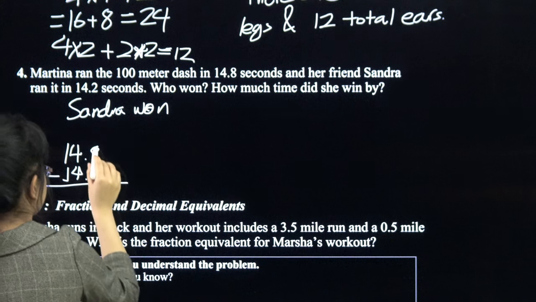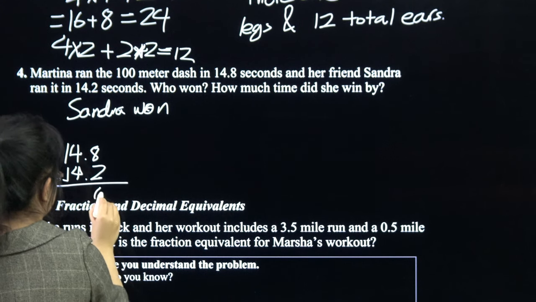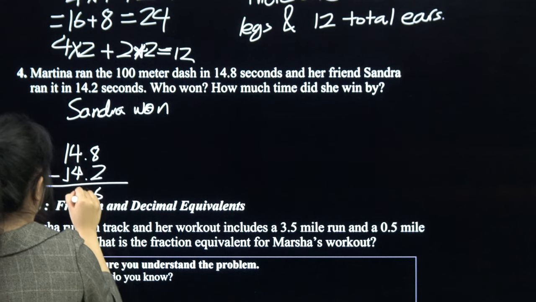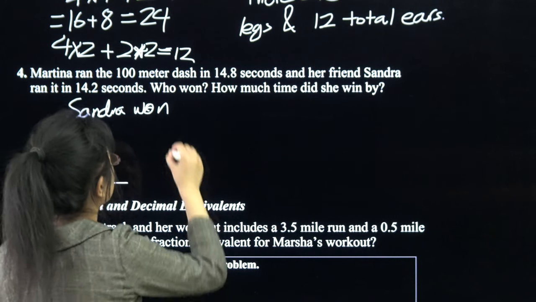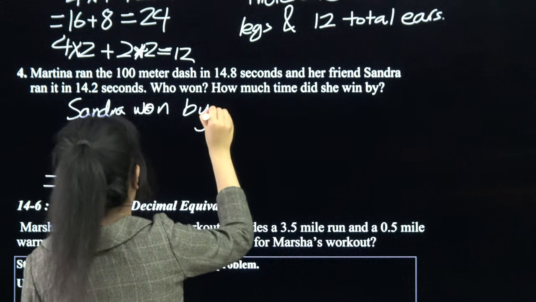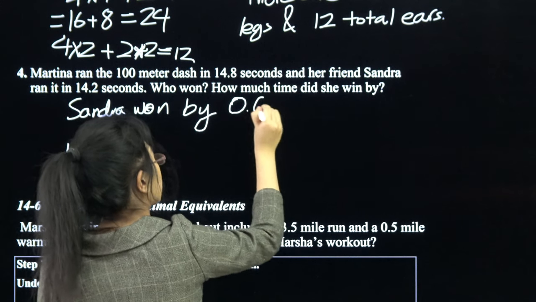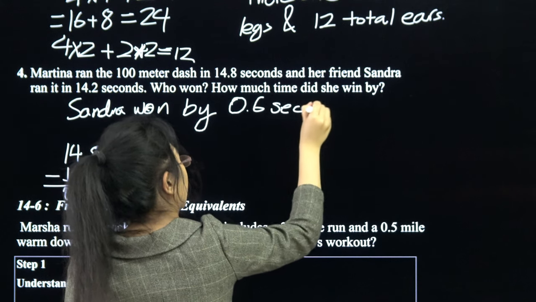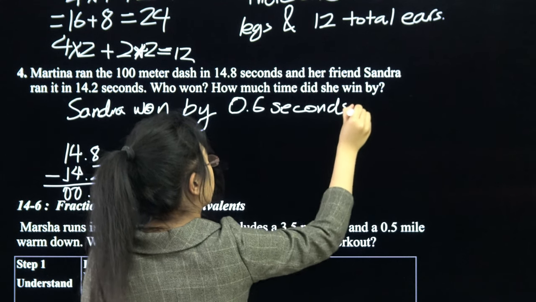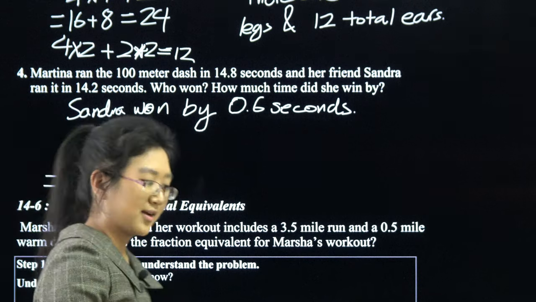So 8 minus 2 equals 6. And then 4 minus 4 is 0. And then 1 minus 1 is 0. Sandra won by 0.6 or 6 tenths of a second. 0.6 seconds is enough. You don't need to write 6 tenths of a second.